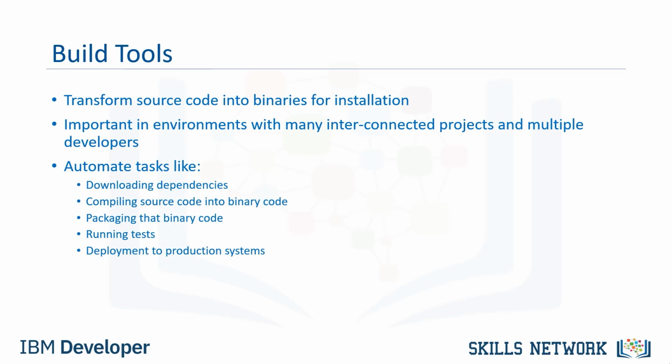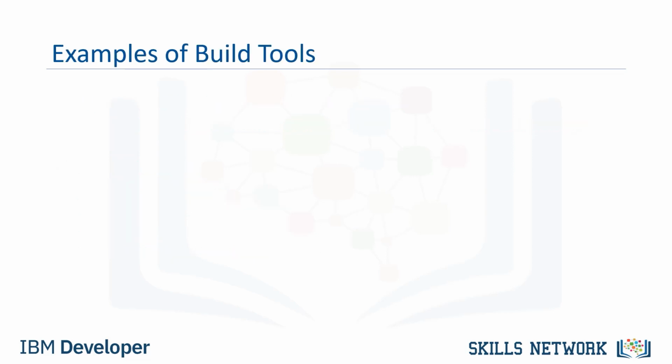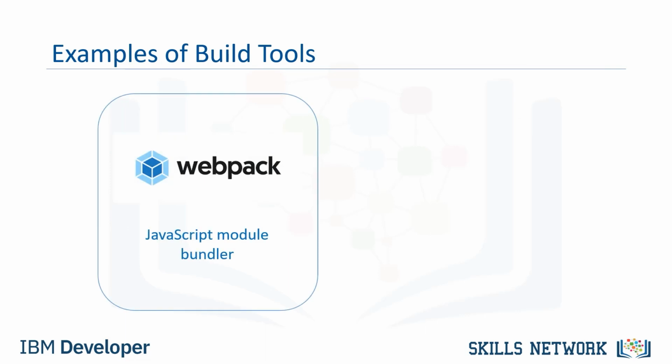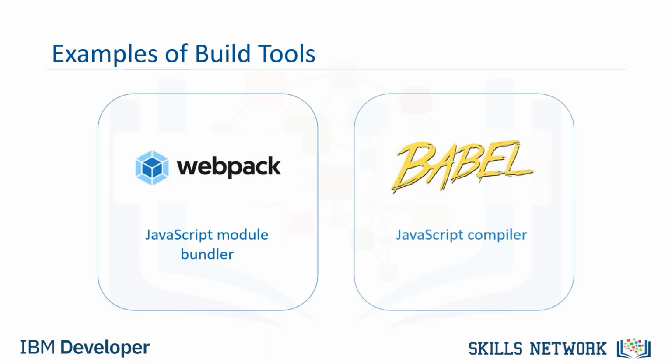There are two categories of build tools widely in use. Build automation utilities, which generate build artifacts like executables by compiling and linking source code. Build automation servers, which execute build automation utilities on a scheduled or triggered basis. Some examples of build tools are Webpack, a module bundler for JavaScript, and Babel, a JavaScript compiler.